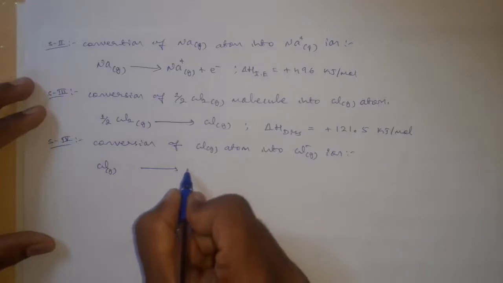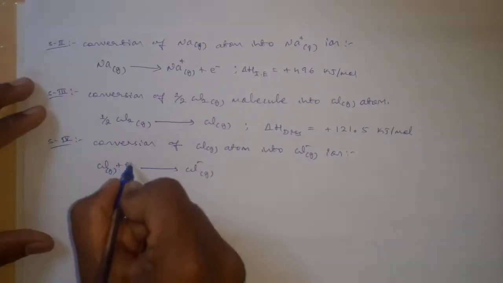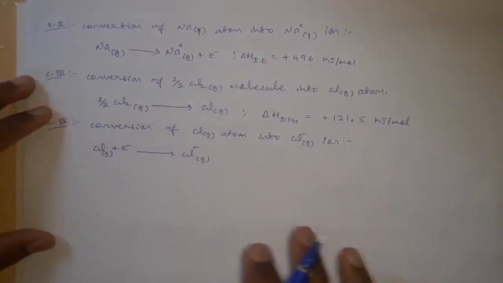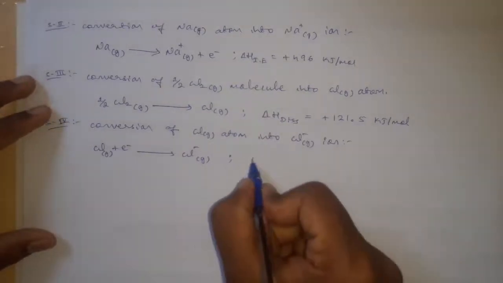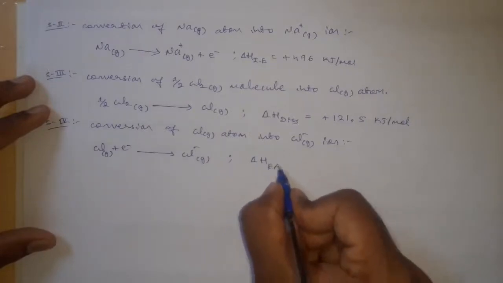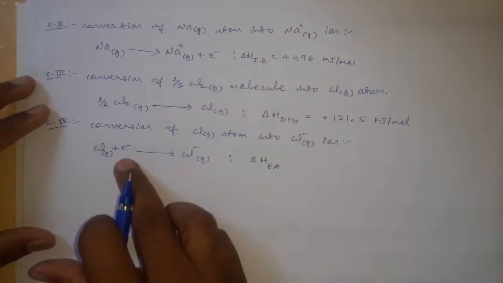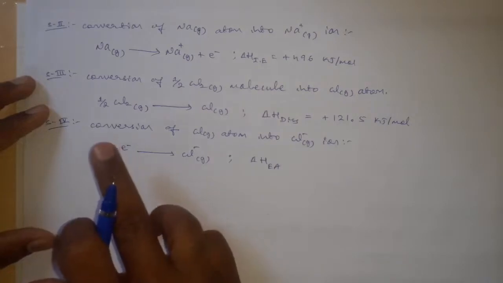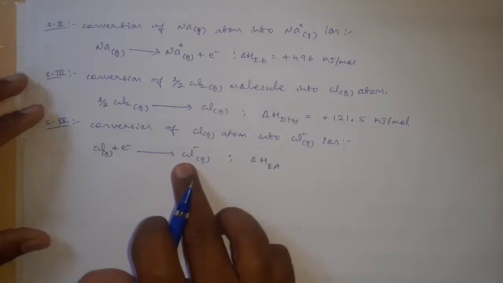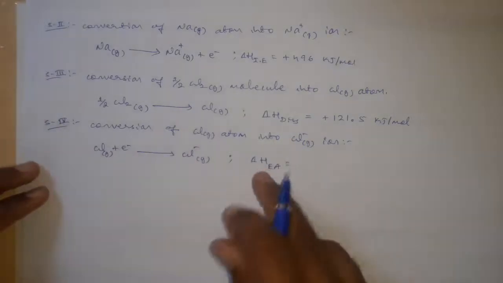Gaseous neutral chlorine atom into chloride ion just by adding one electron. The enthalpy change during this process is called the enthalpy of electron affinity. On adding some number of electrons to the neutral gaseous atom to get its ionic form, some amount of energy is released, and that energy is called what?